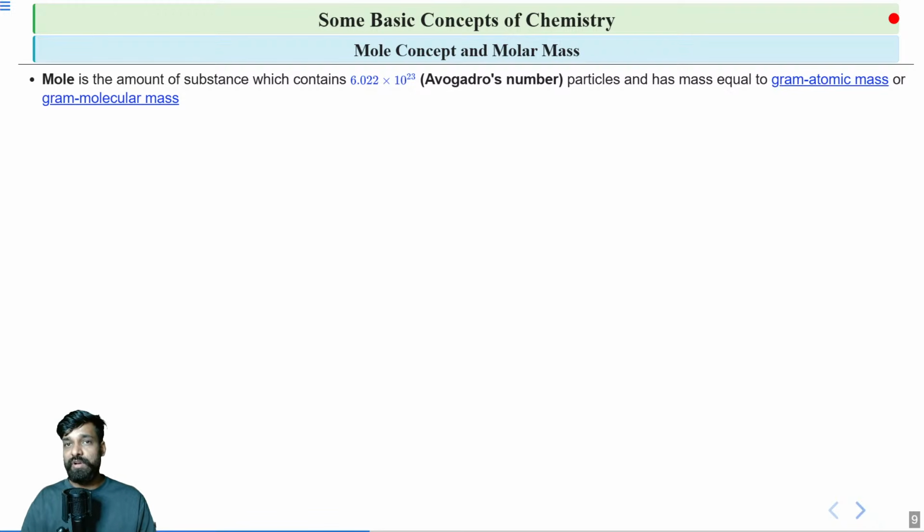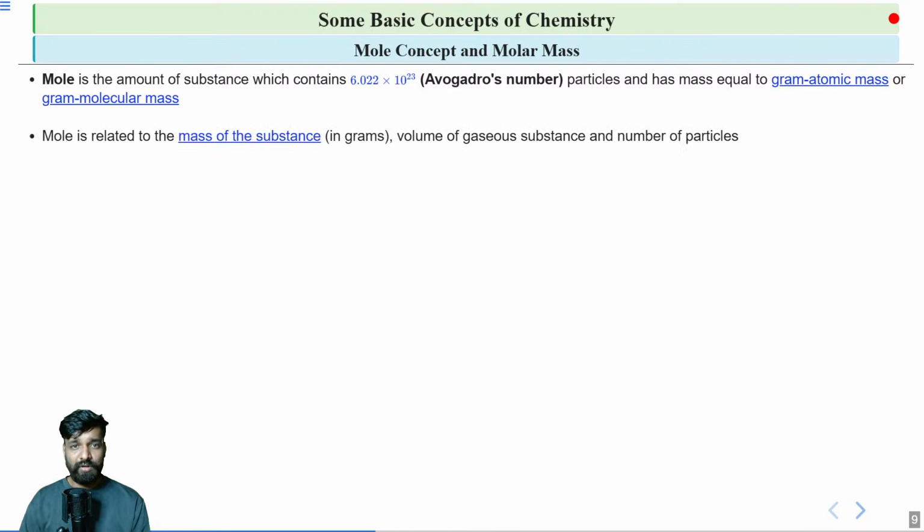Suppose you take 1 mole of electron, it will contain 6.022 into 10 to the power 23 number of electrons. If you take 1 mole of, suppose, apple, then it would contain 6.022 into 10 to the power 23 number of apples. So irrespective of the object whose mole you are taking, the count will be the same, which is equal to the Avogadro's number.